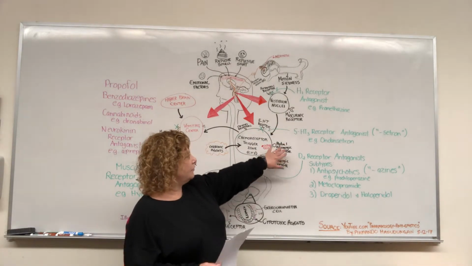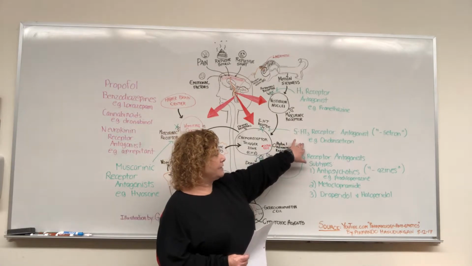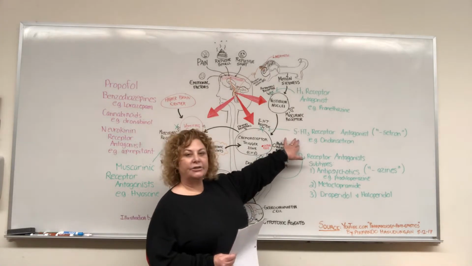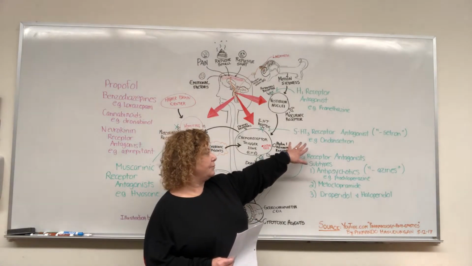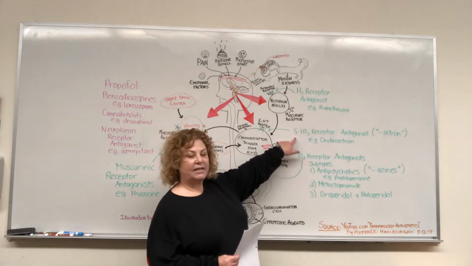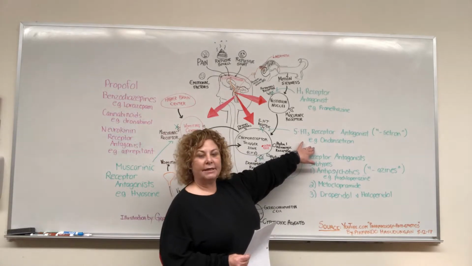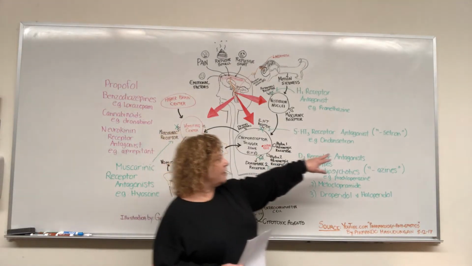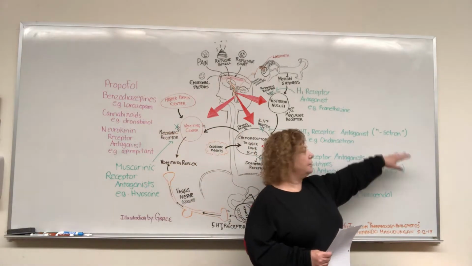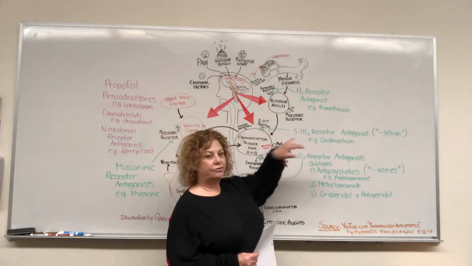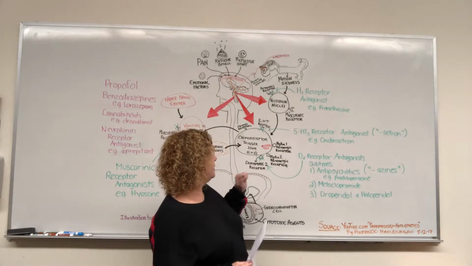The next class of drugs are 5-HT3 receptor antagonists. There are actually a number of serotonin receptor antagonists, but 5-HT3 is the most numerous, and the most common one that we know is ondansetron or Zofran. These are the drugs that end in setron. So there's granisetron, ondansetron, there's a bunch of different ones, and you can see them in the book.